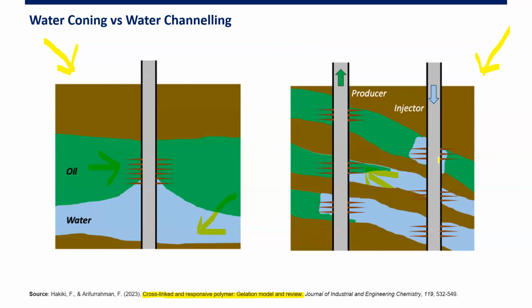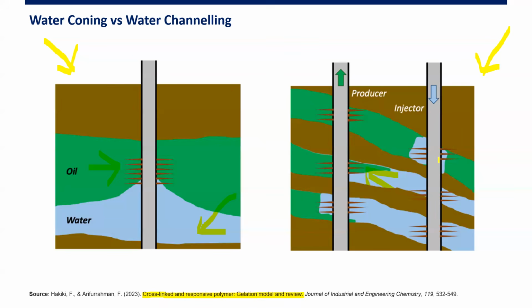It's quite a long explanation, quite complicated, but actually water channeling is not that complicated. Again, water channeling is caused by a channel that is connecting our water source and our producer. The water source can be a water injector or an aquifer, and the channel can be a fracture, a fault, or a high permeability zone.